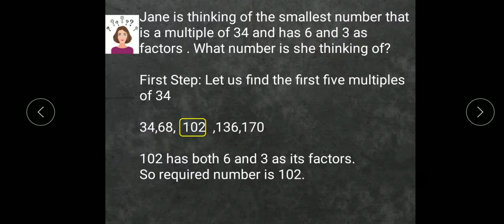So for 3 we will find out the sum of the digits. First one, 34: 4 plus 3, 7. So 7 is not a multiple of 3, so it is not divisible. 6 plus 8, 14. Again not a multiple of 3. 102: 1 plus 0 plus 2 is equal to 3. 3 is a multiple of 3. So 102 is the smallest number Jane is thinking of.